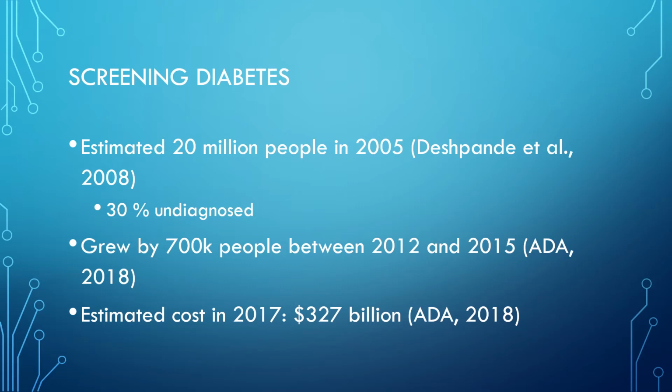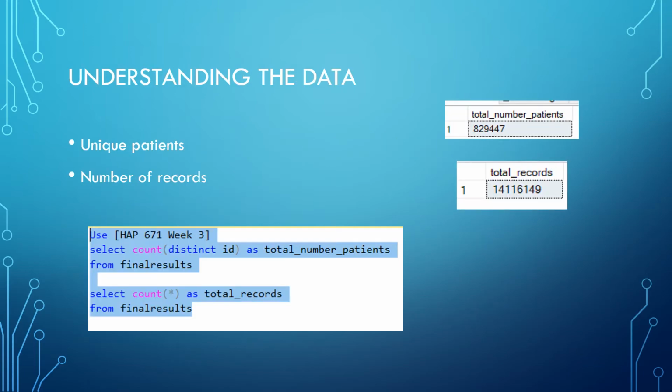However, by using data from an EHR, informatics specialists may be able to develop predictive models to assist with predicting diabetes based on other conditions. The data used in this presentation was simulated from a major healthcare system in the United States. This slide shows the unique number of patients and the total number of records in the data.